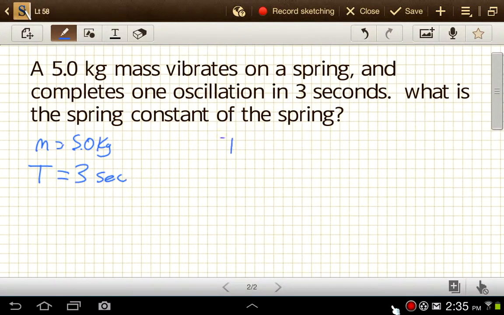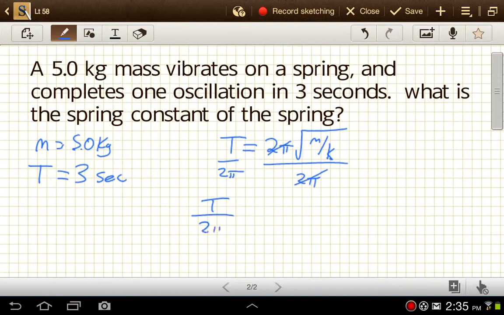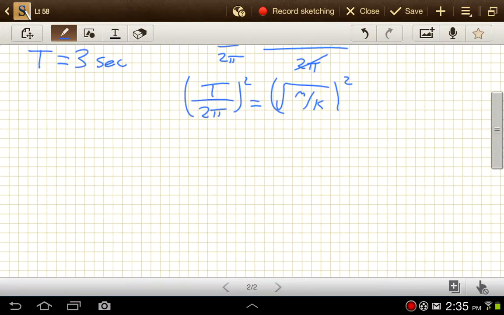So we know that T is equal to 2 pi times the square root of m over k. We're looking for k in this one. I'll start by dividing both sides by 2 pi, and that cancels out there. So T over 2 pi is equal to the square root of m over k. Now I'm going to square both sides, and I get T squared over 4 pi squared is equal to m over k.